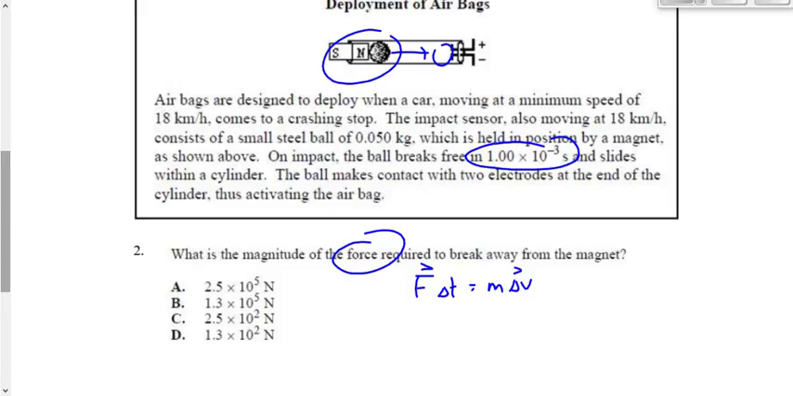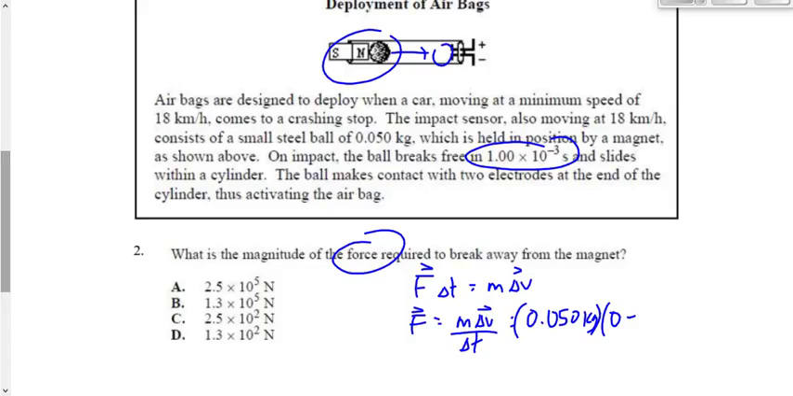F times delta t is equal to m times delta v. Here we're looking for force, so we rearrange to solve for that. The mass of the steel ball is 0.050 kilograms. Delta v would be 0 minus 18 kilometers per hour.